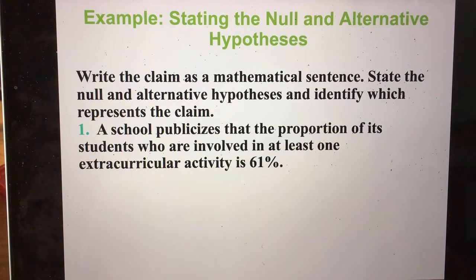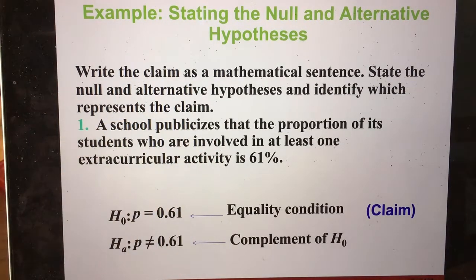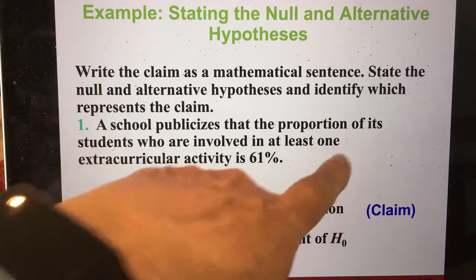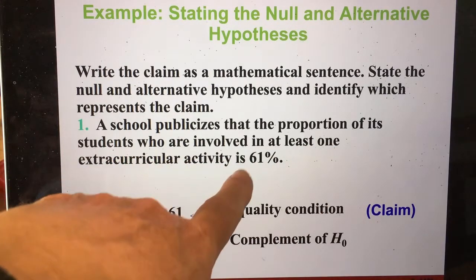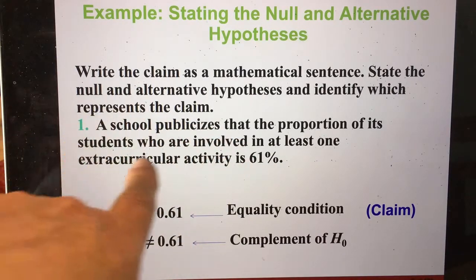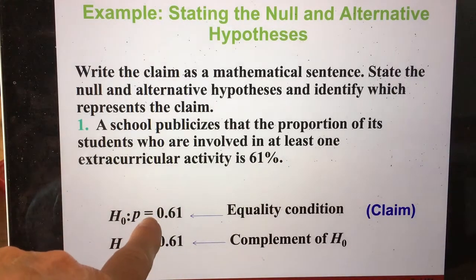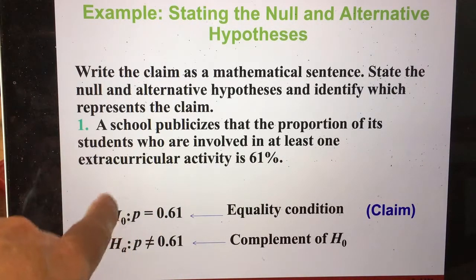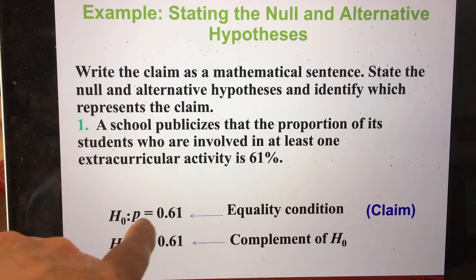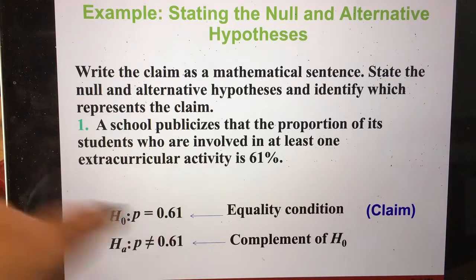Write the claim as a mathematical sentence. State the null and alternative hypotheses and identify which represents the claim. A school publicizes that the proportion of its students who are involved in at least one extracurricular activity is 61%. So they're claiming that this proportion is 61%. So we want an equal sign there. So the H sub O is the percentage, or the proportion is equal to 0.61. And the H sub A is that it's not equal to 0.61.